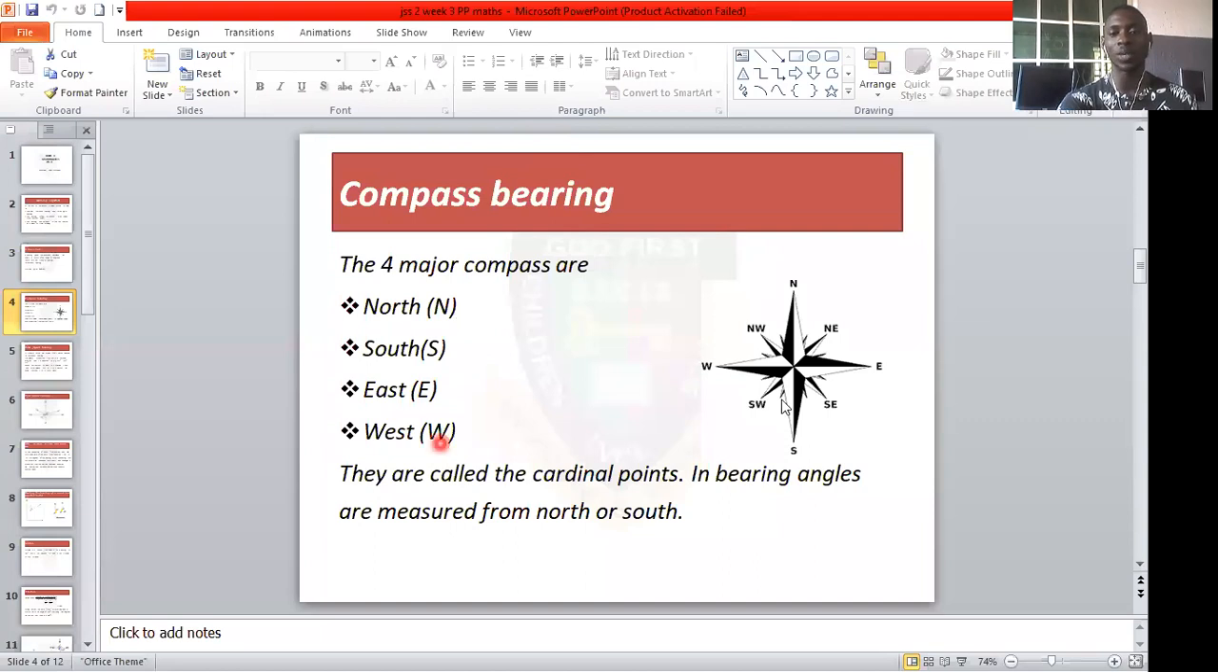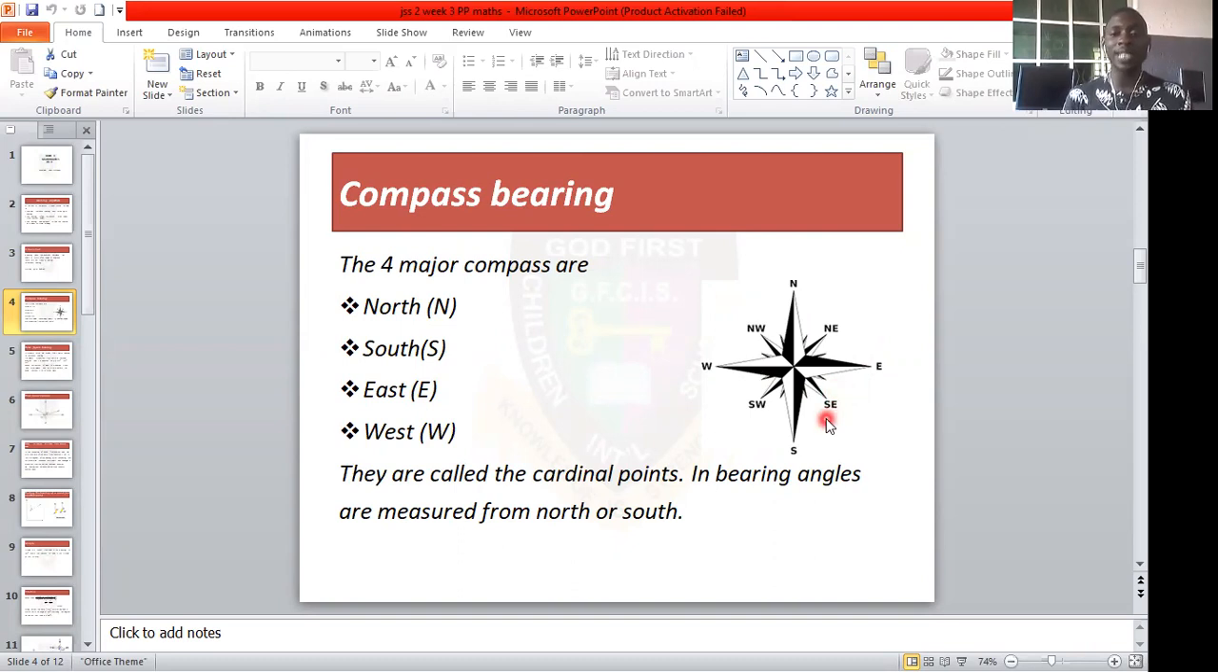So this is what I'm talking about. Look at this. This falls in between the north and east cardinal points. So we label it northeast. This falls between the east and south cardinal points, so we label it southeast.